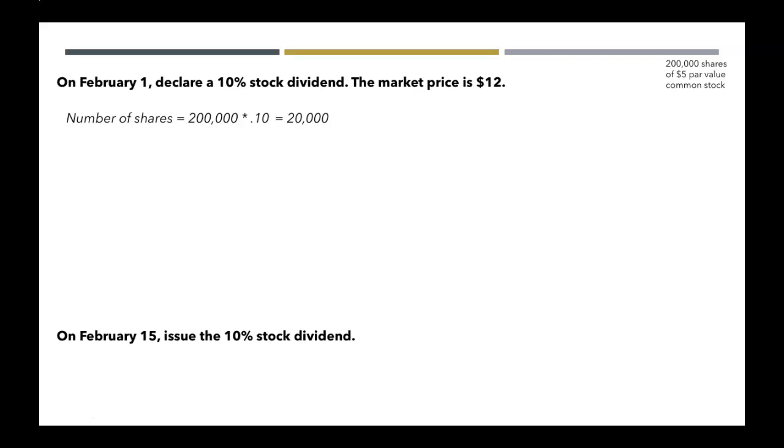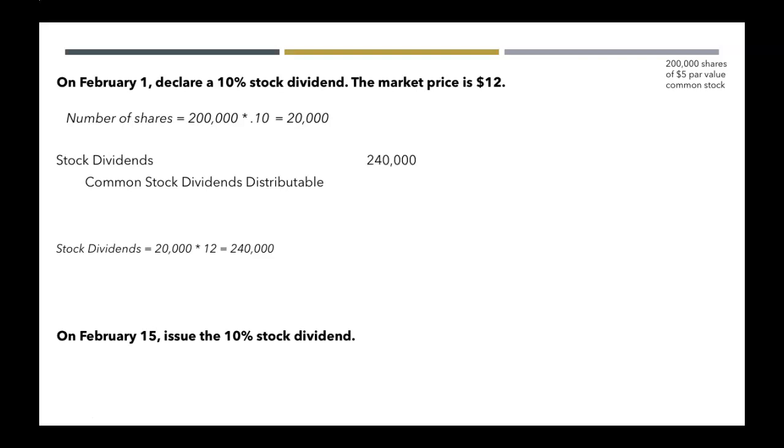Whenever you declare a stock dividend, you will debit the account stock dividends and you will credit common stock dividends distributable. Now let's figure out the numbers here. For stock dividends, we take the number of shares that we just calculated, that 20,000, and multiply it by the market price. Our market price here was $12. So 20,000 times 12 gets us 240,000. So we debit our stock dividends for 240,000.